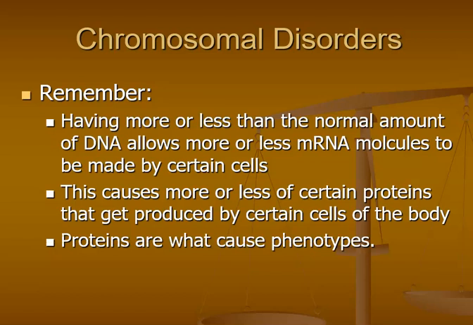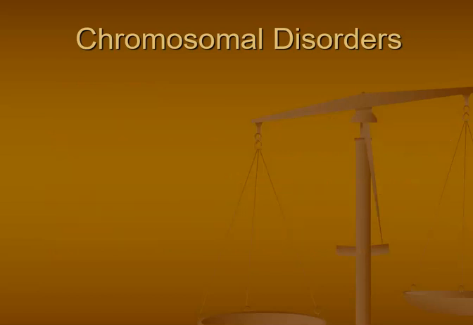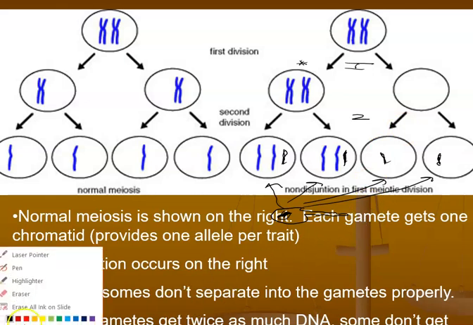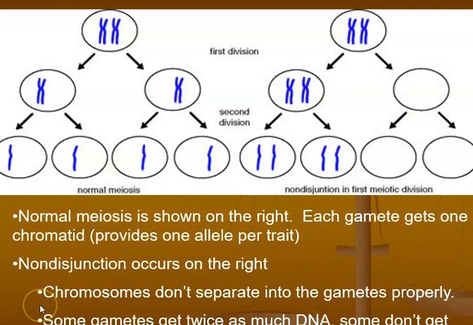Okay, so these are some things that we had talked about. Let me stop here for a second. So again, we see normal meiosis in the picture on the left. On the right, we see a non-disjunction event.